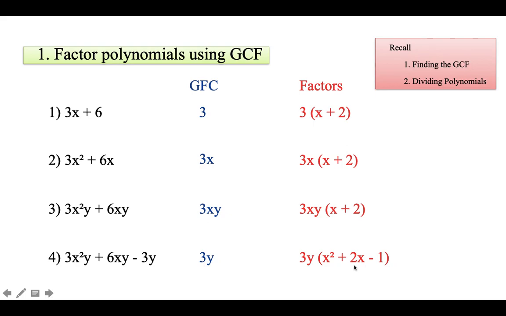If you want to make sure that the factors are correct, just multiply them by distributive property. 3 times x is 3x. 3 times 2 is 6. So all of them, when you multiply them, will go back here. Otherwise, your answer might not be correct.